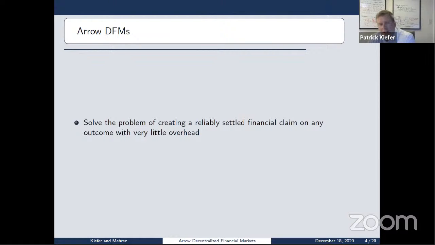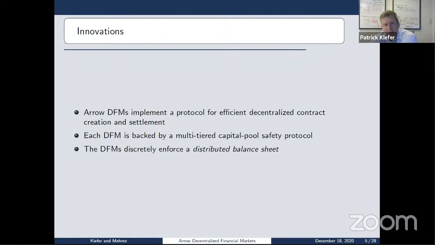So what are the Arrow DFMs? So first of all, the Arrow DFM is decentralized financial markets. What problem do they solve? They solve the problem of creating a reliably settled financial claim on any outcome with very little overhead. And so, how does it achieve this? Well, the way to do this in a context like blockchain is to implement a complete protocol for decentralized contract creation and settlement. And that is what the Arrow DFMs do. The Arrow DFMs implement a protocol for efficient decentralized contract creation and settlement.